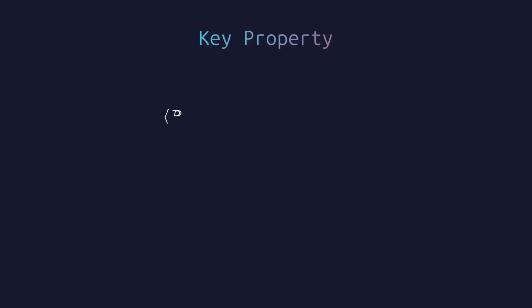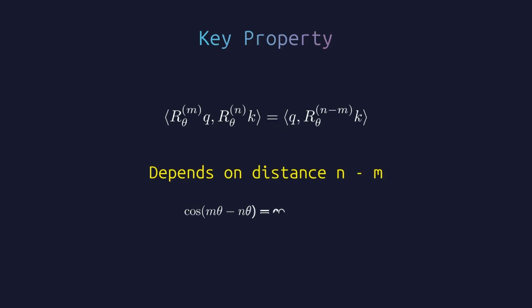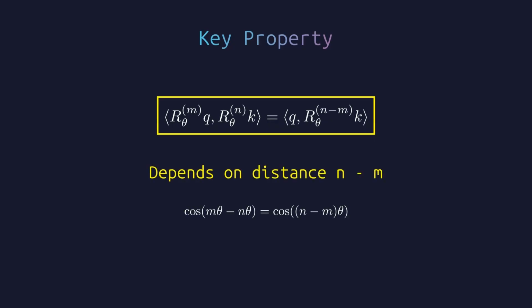The key property is this identity. The inner product of two rotated vectors equals the inner product of the original query with the key rotated by the relative distance. This follows from the cosine angle difference formula. The rotation matrices cancel out the absolute positions, leaving only n minus m. That's why RoPE is shift invariant.